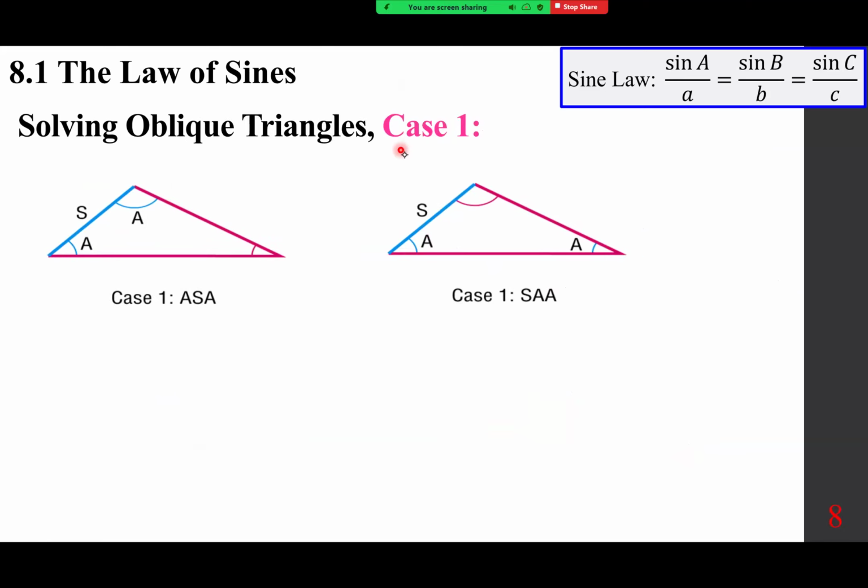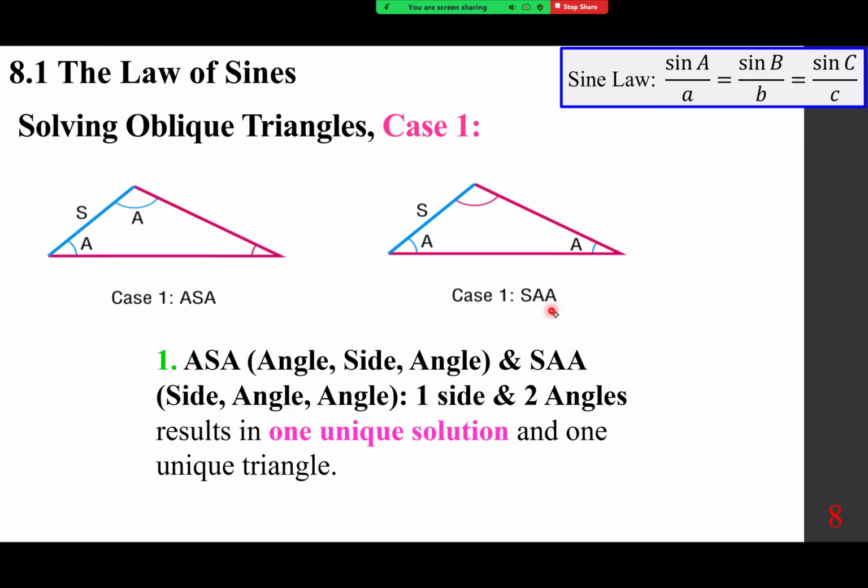Case one: we have ASA and SAA. So ASA is angle, side, angle, and SAA is side, angle, angle. One side and two angles results in one unique solution and one unique triangle. We end up with one solution we can solve.